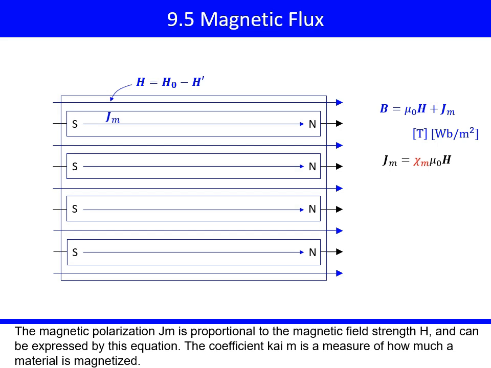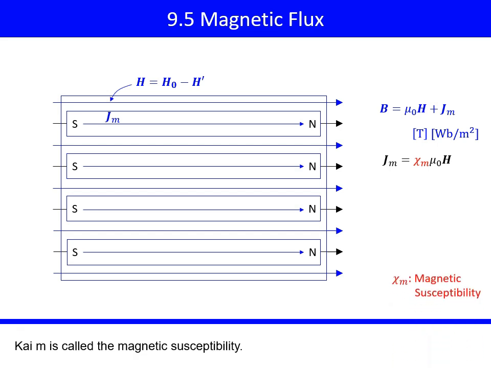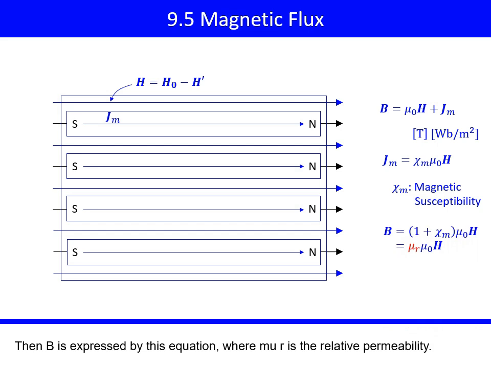The coefficient χm is a measure of how much a material is magnetized. χm is called the magnetic susceptibility. Then B is expressed with this equation, where μr is the relative permeability.